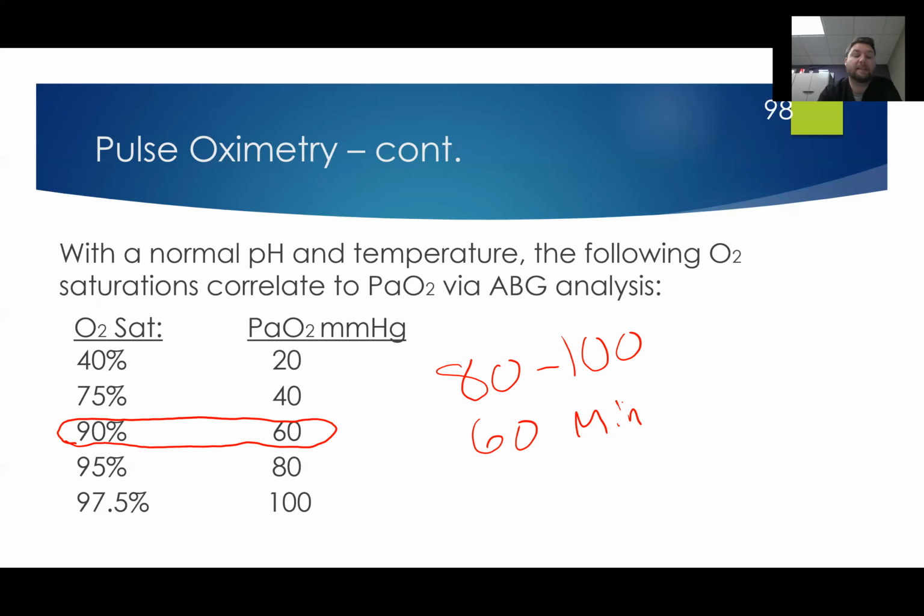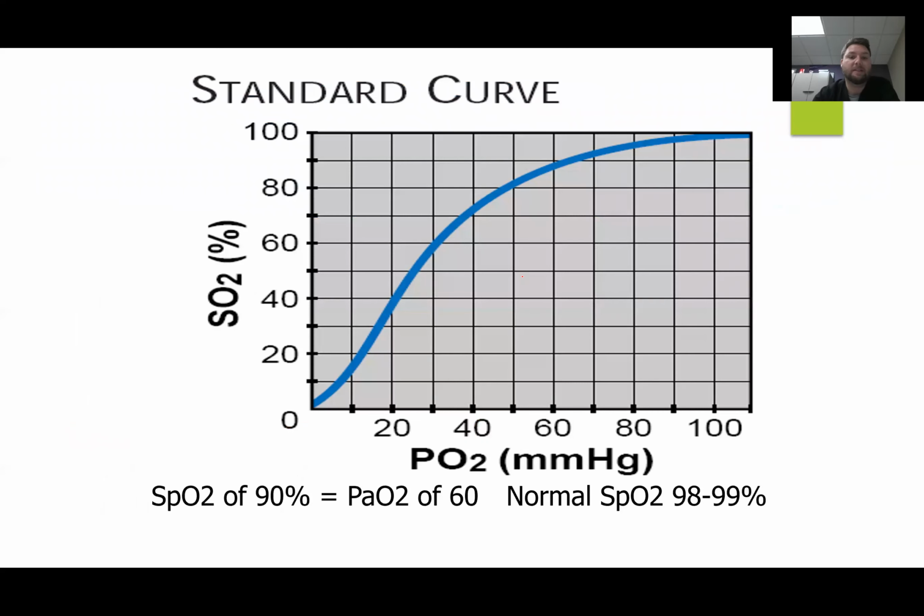So we want them to at least have a saturation of 90, which will give us a PaO2 of about 60. And this is just a curve that shows how that works. If you look up here, it goes to 90. So just a little chart.